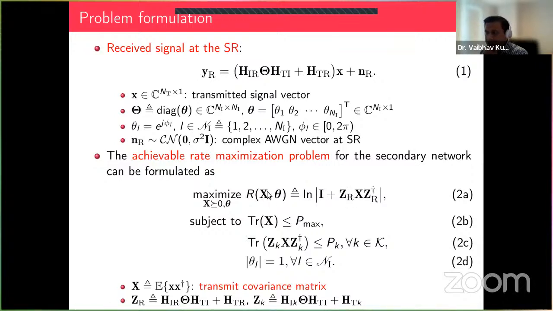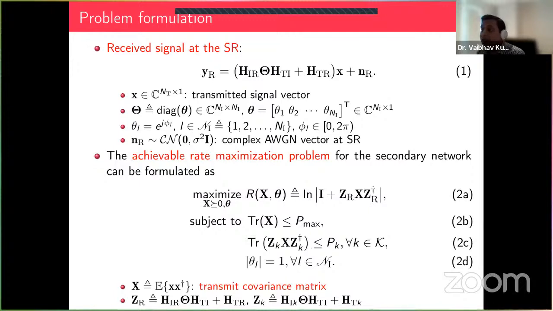Now, if you see the coupling, I have two optimization variables in here, capital X and theta. X is a matrix, theta is a vector. The coupling is in the objective in the form of Z_R. Z_R is a function of theta, if you see at the bottom, and it is being multiplied with X. So there is a multiplication between theta and X, and they are coupled together. Another coupling is in 2C, where we have this Z_K. Again, Z is a function of theta, and X is my transmit covariance matrix, which is an optimization variable. So these two things are coupled together.